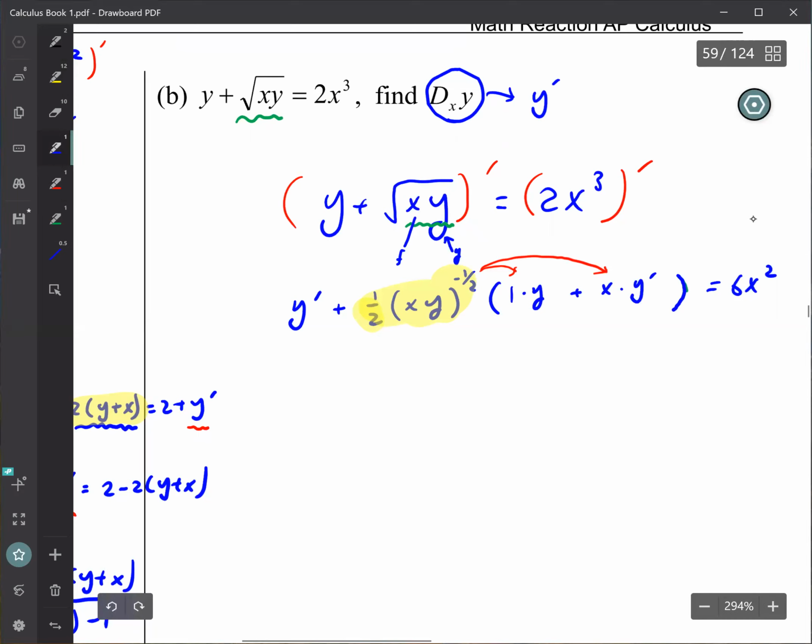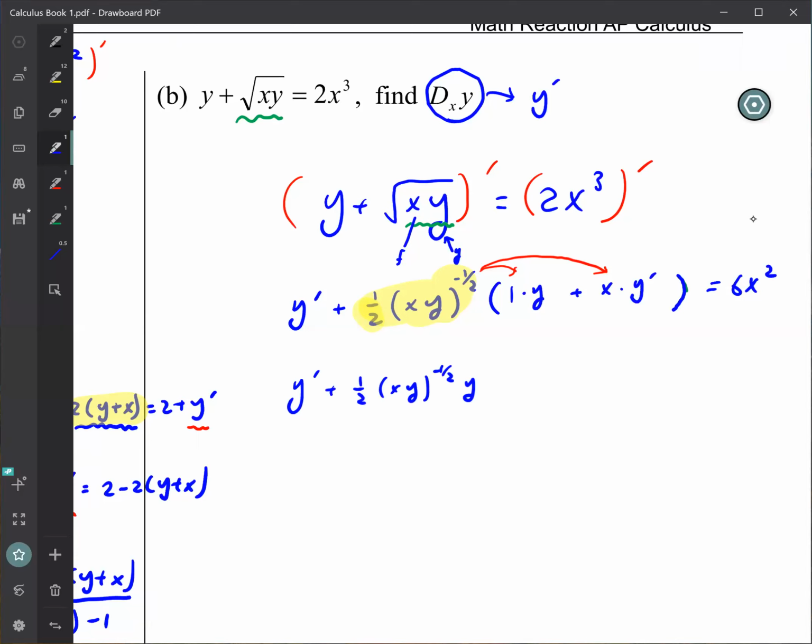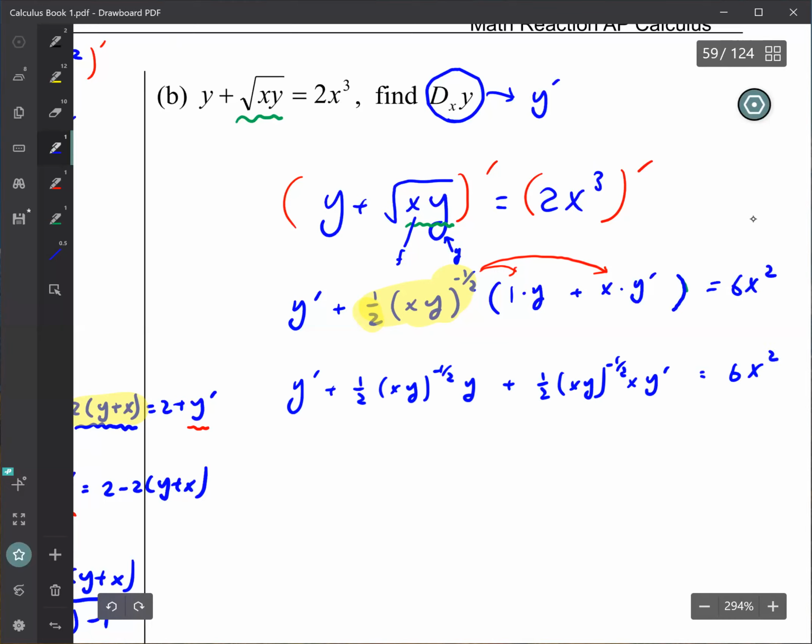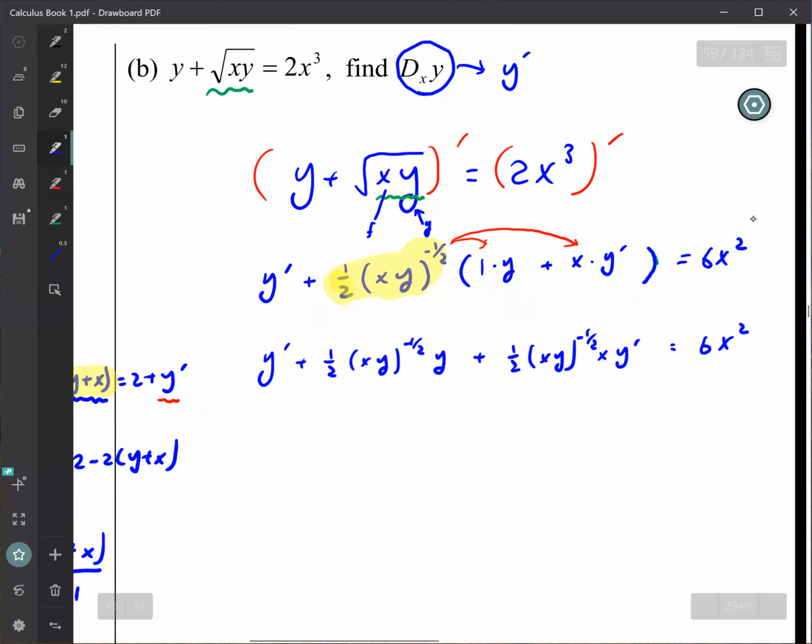So after you expand, it will look like half xy to the negative half y, because multiply with the first term, plus half xy to the negative half, and then xy prime. Okay, so very confusing, right? A lot of x and y. And then you look for the terms that have the y prime, which is this one and this one, right? They both have the y prime. So we group them together. Everything else should go to the other side.